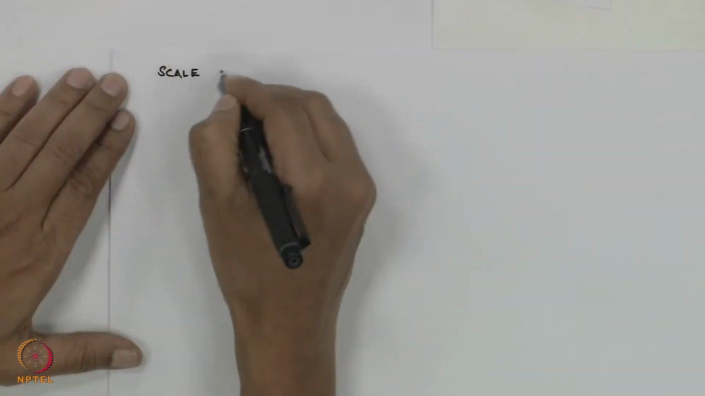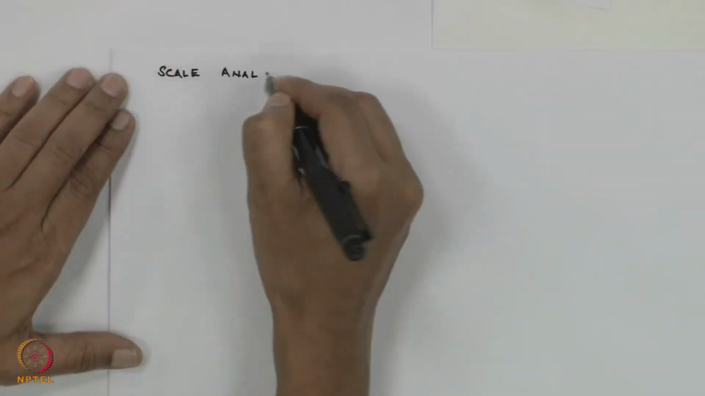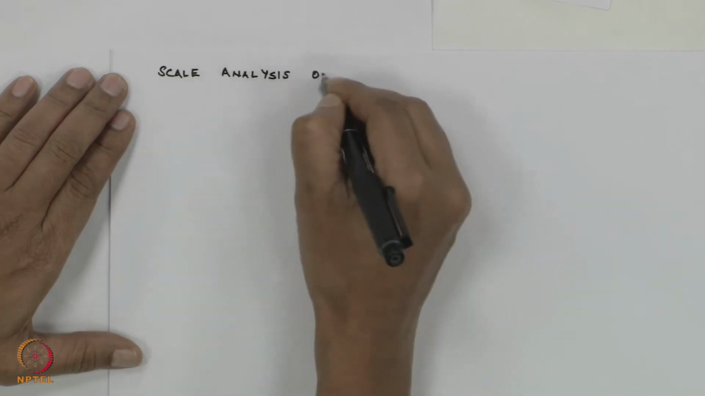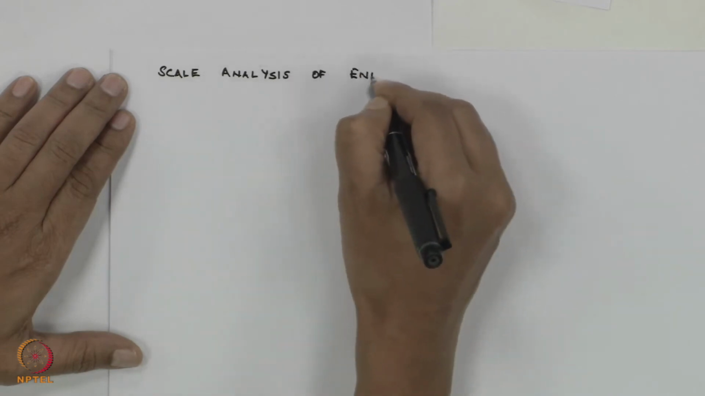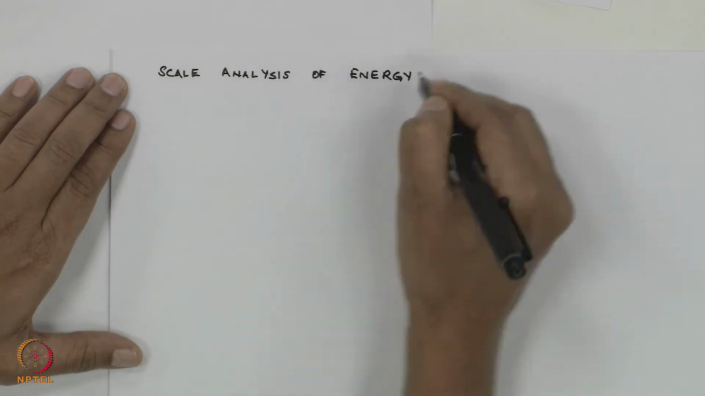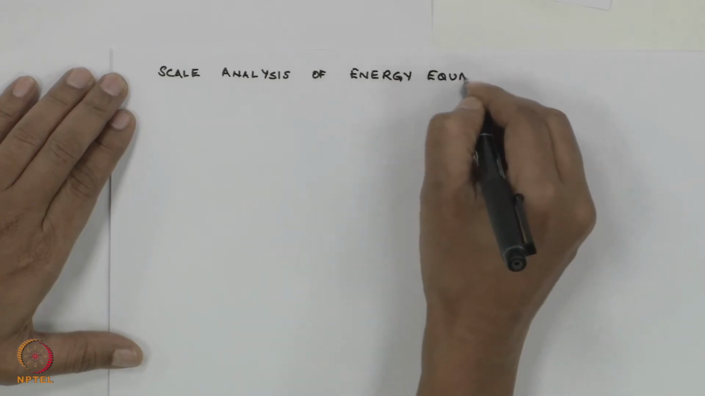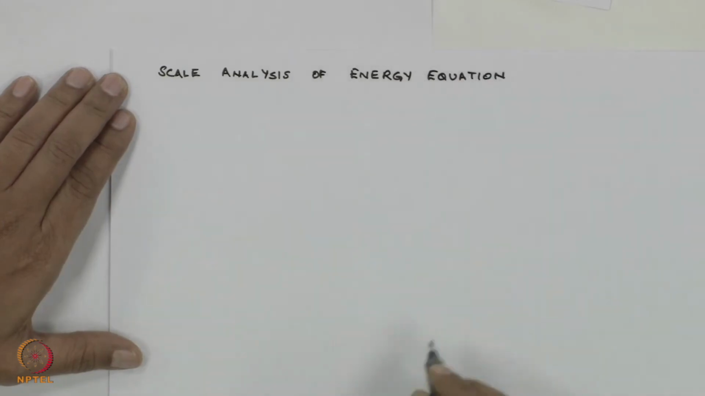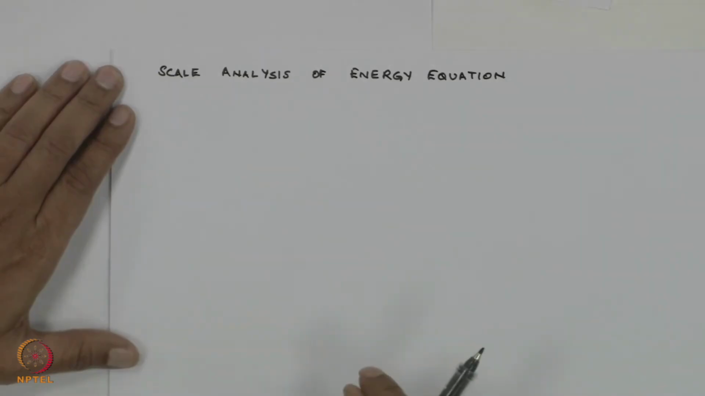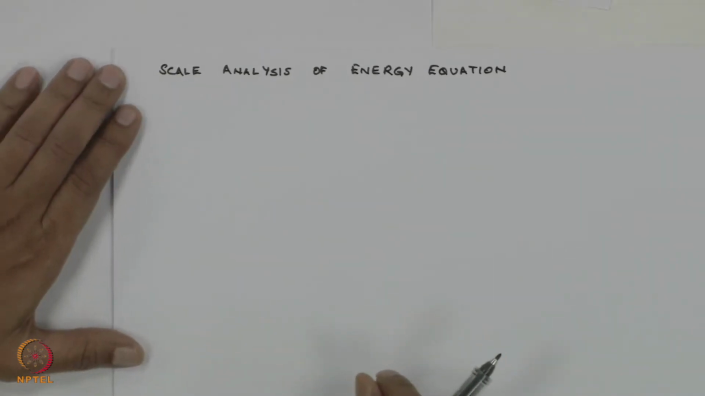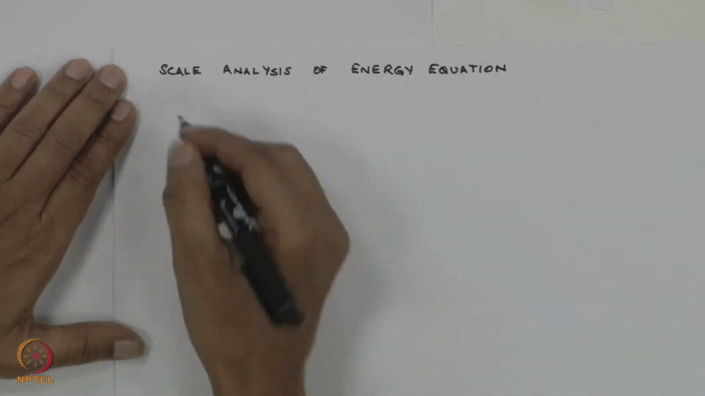Now let us start with the energy equation. So we will do the scale analysis of the energy equation. Here, to start off, because the boundary layer thicknesses are going to be different for Prandtl number less than 1 and Prandtl number greater than 1.